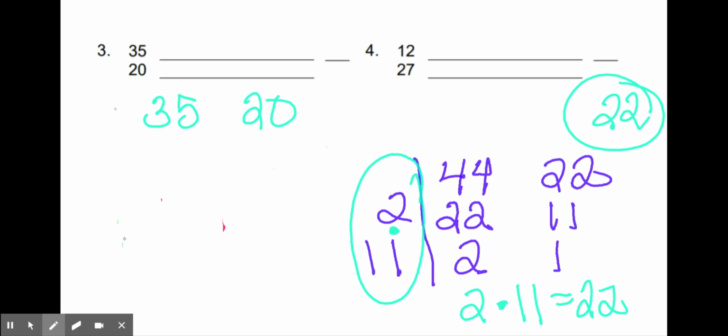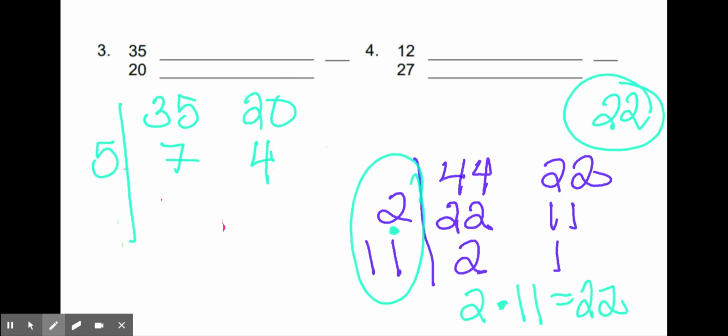So what number goes into 35 and 20? Well, they're ending in a 5 and a 0, so that means 5 does. So 5 goes into 35 7 times, and 5 goes into 20 4 times. 20 divided by 5 is 4. And then what goes into 7 and 4? Just 1. So 1 and you're done.